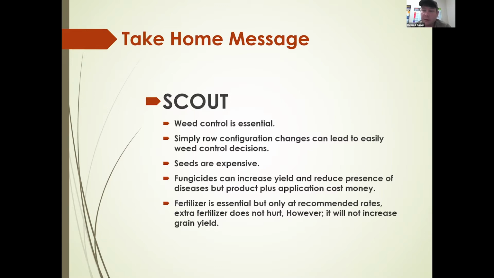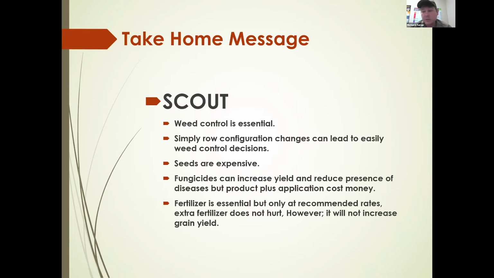Don't make unnecessary replant decisions. If we went out and planted 150,000 seed, but we're still in that 100,000 seed range, don't do a replant. We have plenty of data that shows that 100,000 seed can make competitive yields, so definitely don't go out and replant. Fungicides can increase yield and reduce the presence of purple seed stain, but it does have the additional cost that's associated with an aerial application and the cost of the product. And some of those products can be expensive.